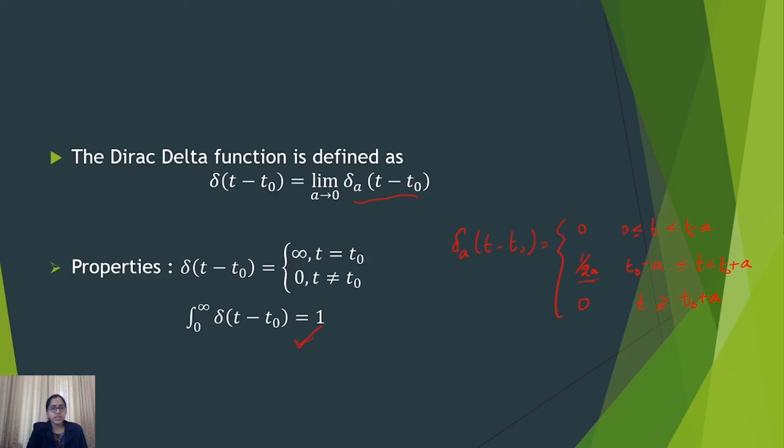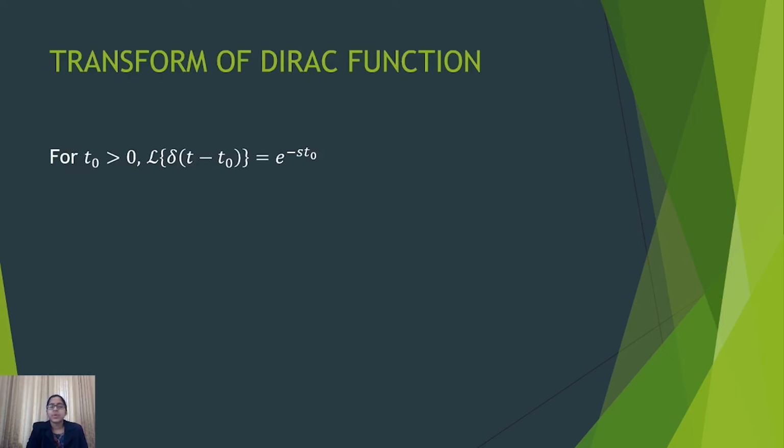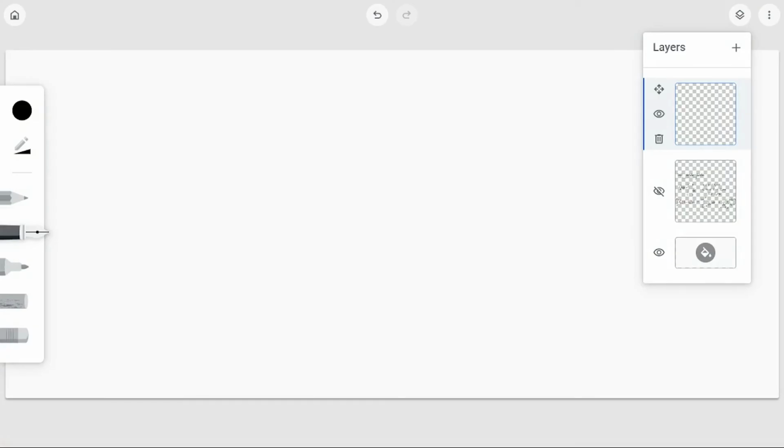So now, since we are discussing the Laplace transform of many functions, we shall look into the Laplace transform of the Dirac function. So the Laplace transform of the Dirac function is given by L of delta t minus t dot is equal to e raised to minus st dot. Okay, so the Laplace transform of the Dirac delta function is e raised to minus st dot. So let's just move on to the proof of this, or how we can obtain the Laplace transform. We'll just look into it.